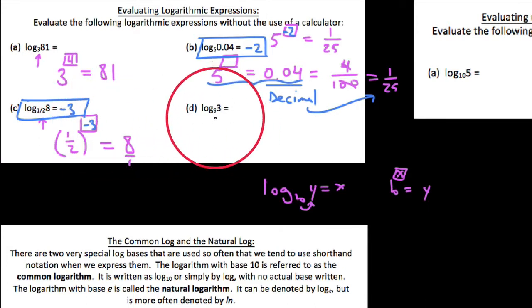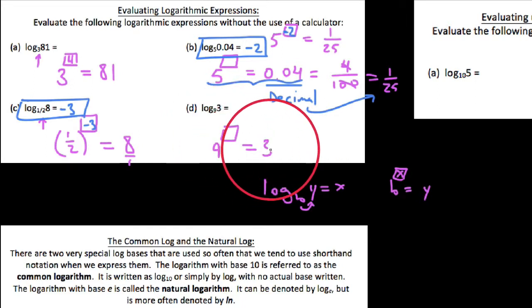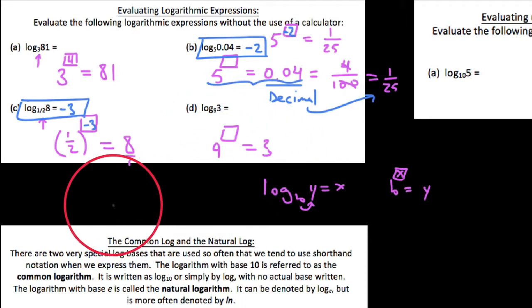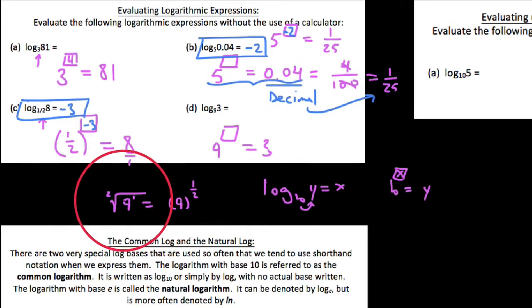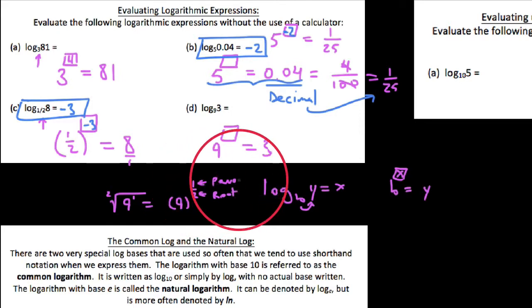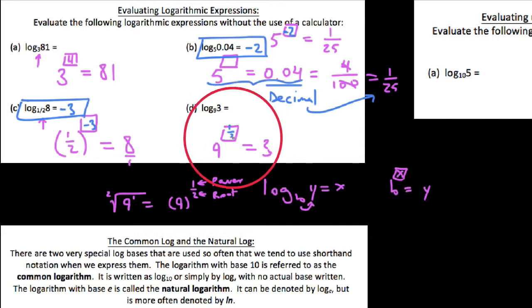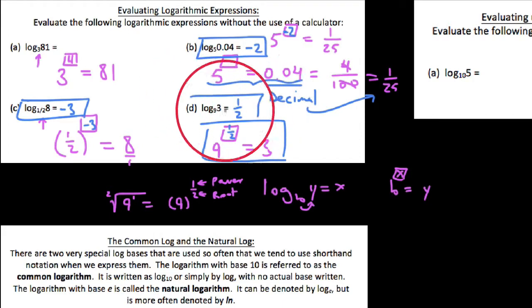And then last but not least, we say 9 to the what power turns into 3. Well, again, 9 to the what turns into 3. The interesting thing here is we're going to have to recall something algebraically: the square root of 9 is 3, but that's also 9 to the 1/2 power, where the 2 is the root and the 1 is the power. So we're going to get a value of a half here. In this case, log base 9 of 3 is a half.